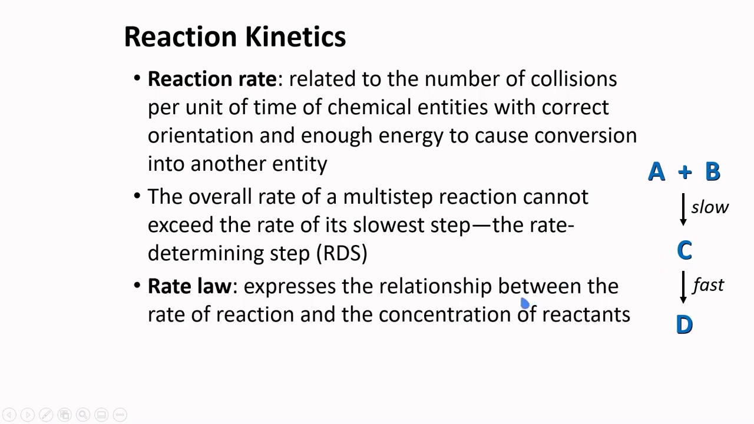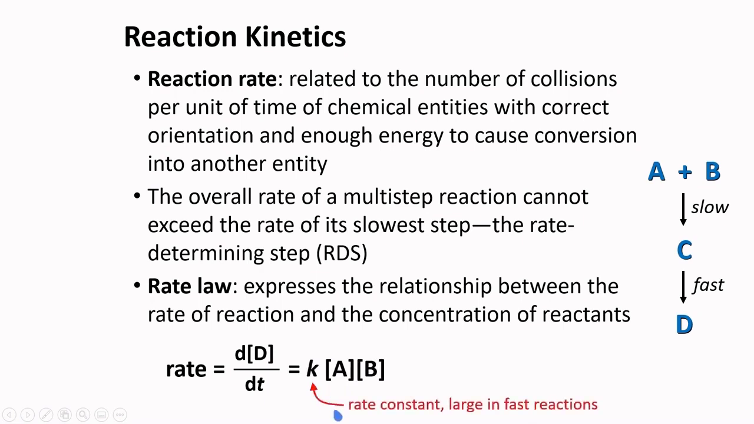The rate law expresses the relationship between the rate of reaction and the concentration of reactants. You can say that the rate is a derivative based on the increasing concentration of the product or the decreasing concentration of the reactant per unit of time, and is equal to a rate constant multiplied by the concentration of the reactants in the rate determining step, which is A and B. Here, the rate constant is large if the reaction is fast.